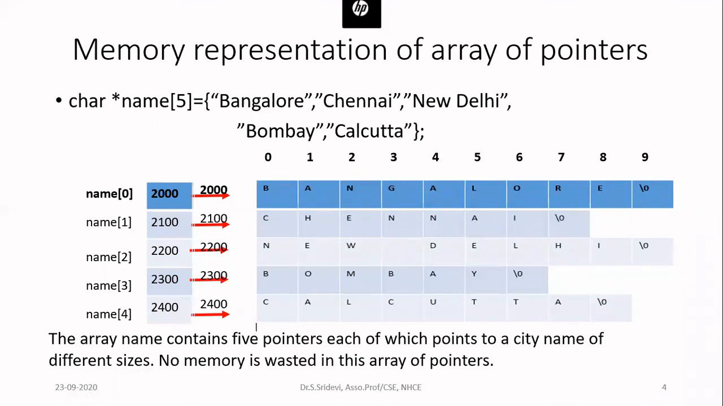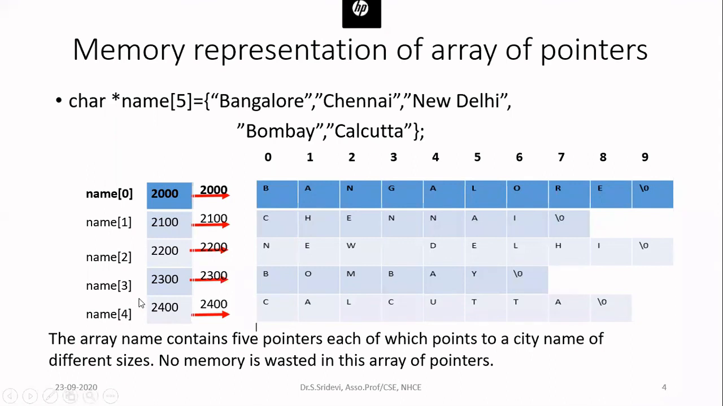So let us see how to call free. In free, what we will be giving as argument is the starting address of that particular block. Where is the starting address of that block available? This block has the starting address 2000. This 2000 is available in name of 0. Similarly, the starting address of the second block, 2100, is available in name of 1. So these things I have to give in the free function to release the memory.